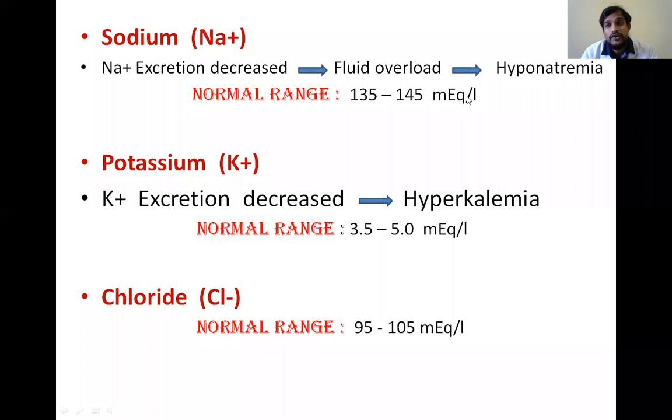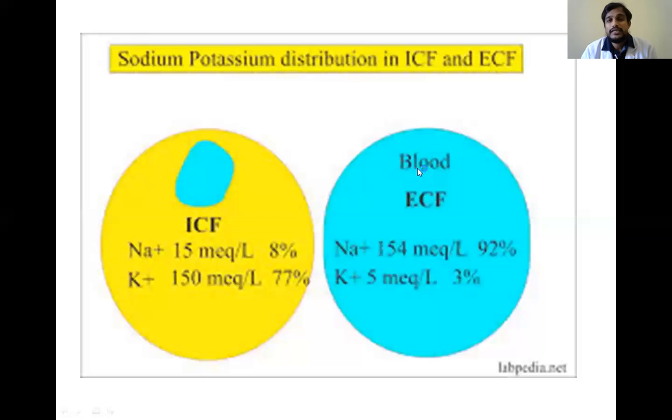And one more reason is why sodium is more affected by this fluid overload: we know sodium is present more extracellularly. So when there is fluid retention along with the sodium, the extracellular sodium will be more affected. So this fluid overload will affect the sodium, which leads to hyponatremia. Whereas potassium is present more intracellularly, so the fluid overload effect on potassium is less. That's why we will see hyponatremia and hyperkalemia in renal failure.